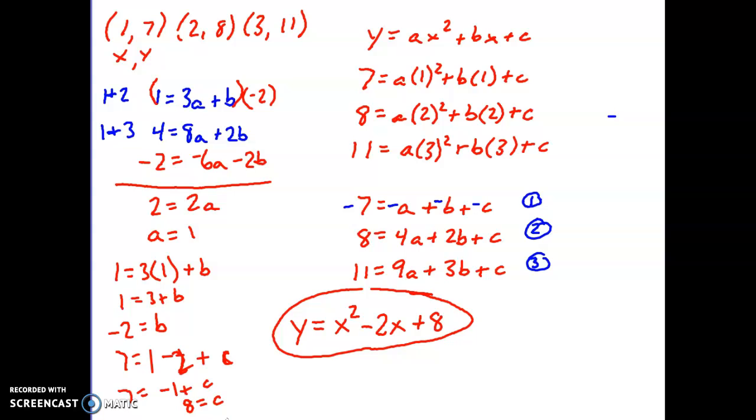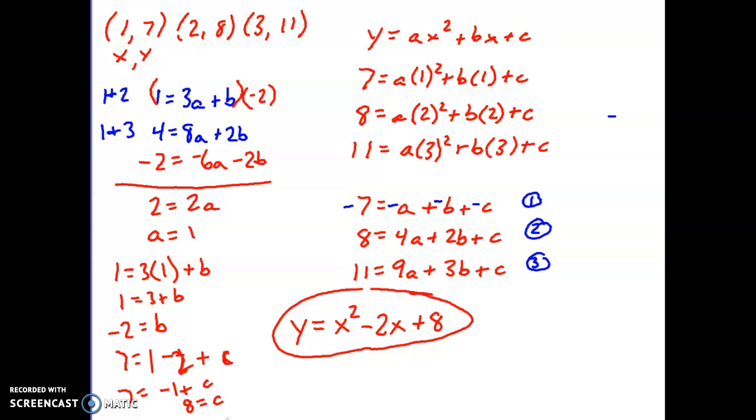A lot of times, people want extra problems to practice. Here you go. You've got an easy way to find extra problems that you can practice. So that's solving a system of 3 equations in order to find the equation of a parabola.